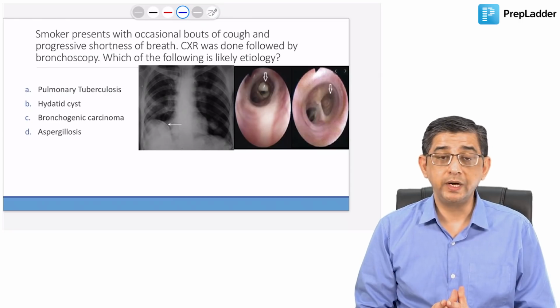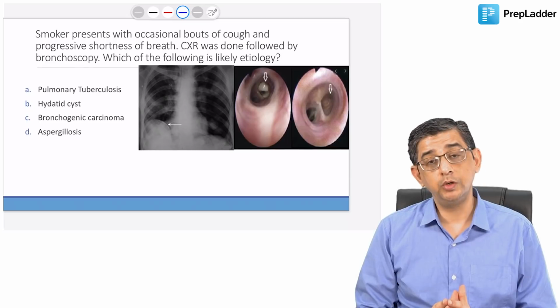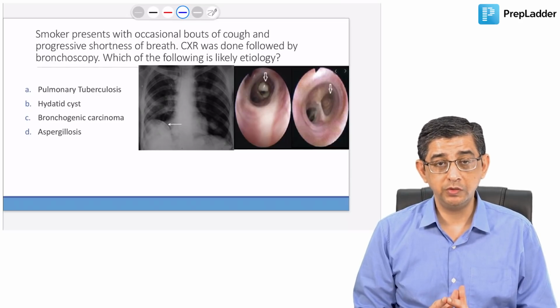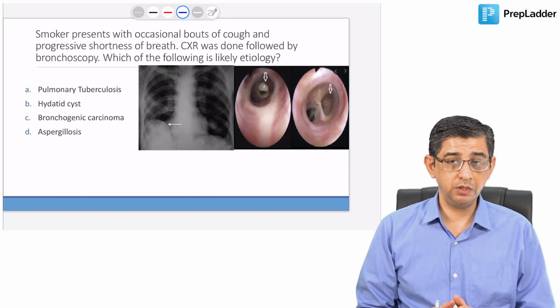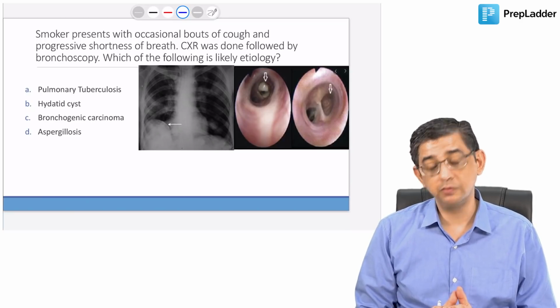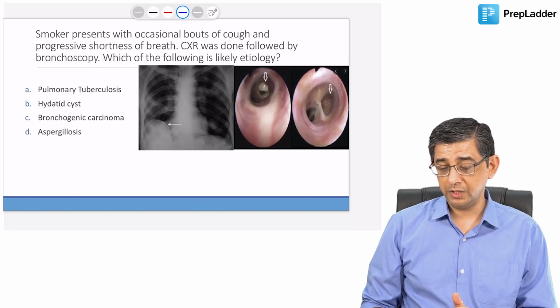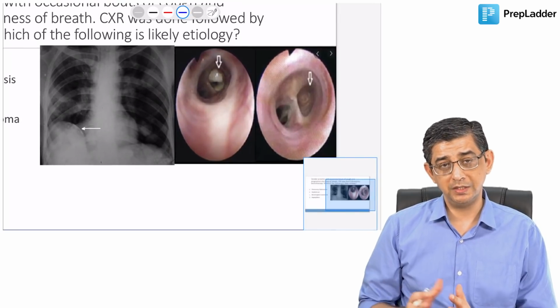The next question was widely debated. The question talked about a smoker with occasional bouts of cough and progressive shortness of breath. A chest X-ray was done, followed by a bronchoscopy. Two images were given. Well, the bronchoscopy image, this is what I could get from my test and discussion batch.